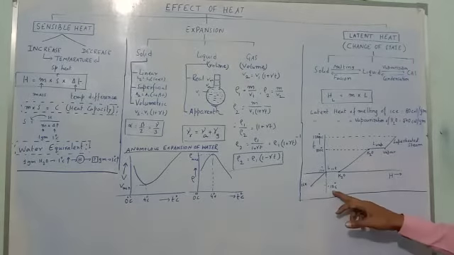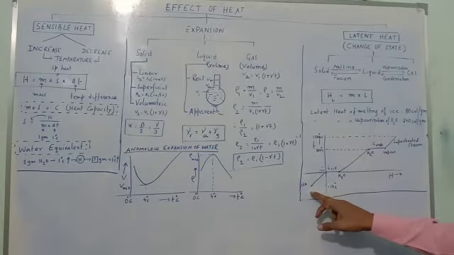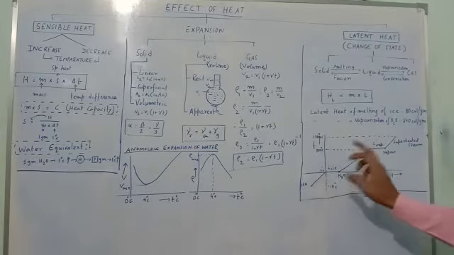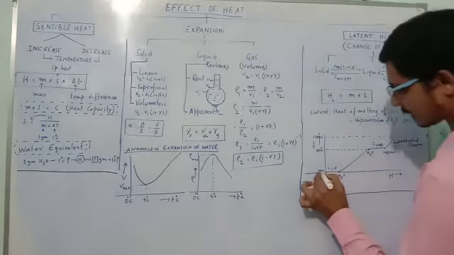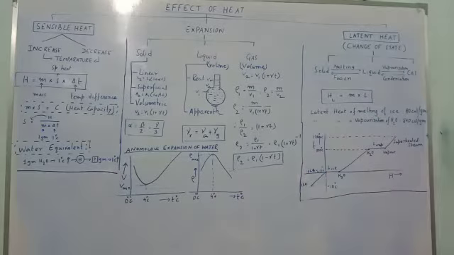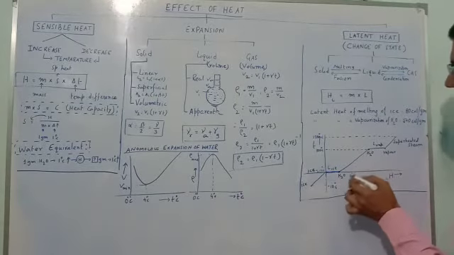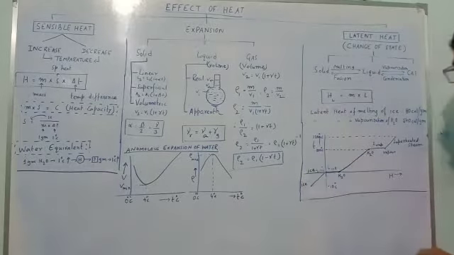Suppose we have minus 10 degree Celsius ice. First, if we give a certain amount of heat, the temperature will rise to 0 degree Celsius. This is ice at 0 degree Celsius. Then we will give some latent heat so that all the ice melts, and the temperature remains constant. All the ice melts into water. Then again, the temperature of the water starts rising up to 100 degree Celsius.